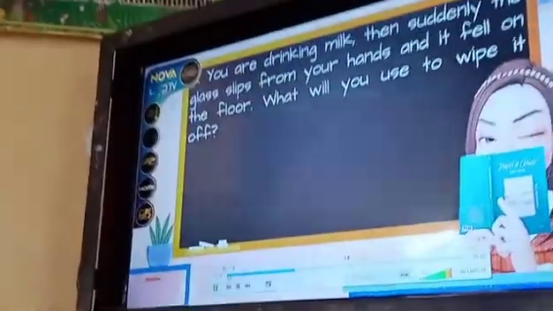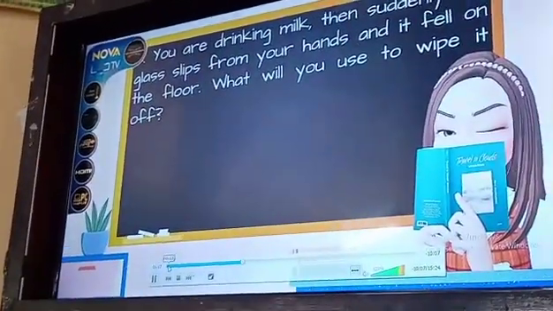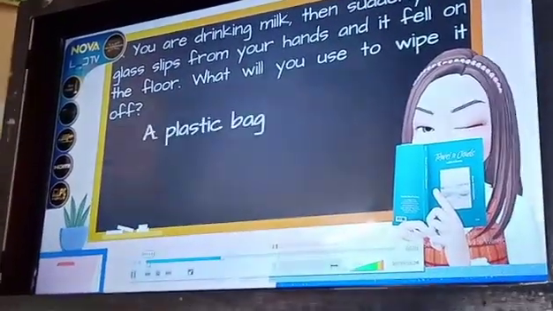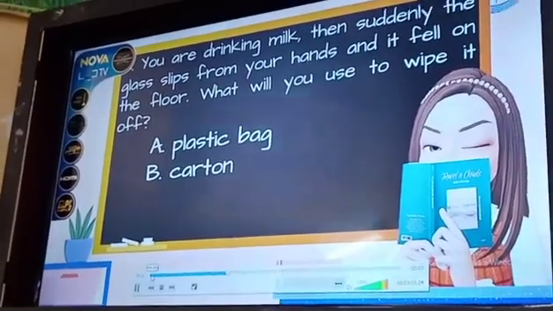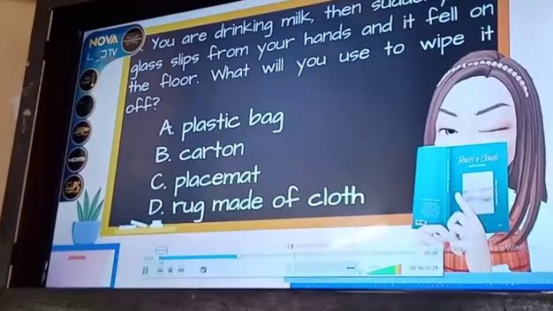Number 2, you're drinking milk. Then suddenly the glass slips from your hands and falls on the floor. What will you use to wipe it off? A, plastic bag. B, carton. C, placemat. D, rug made of cloth.